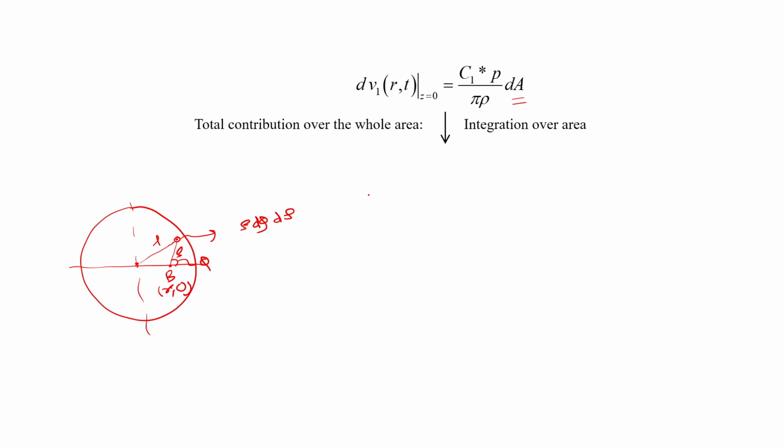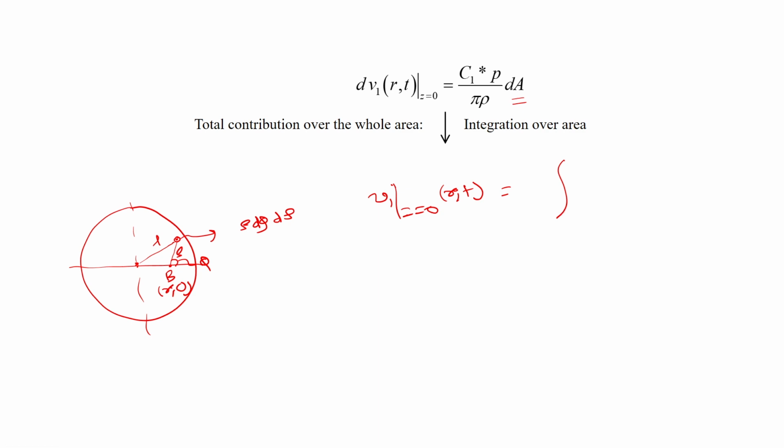So, if I have to integrate it, then it will be V1 at z equal to 0, and V will be a function of R and T, remember that, and so that will be equal to, let us say, the following over here.